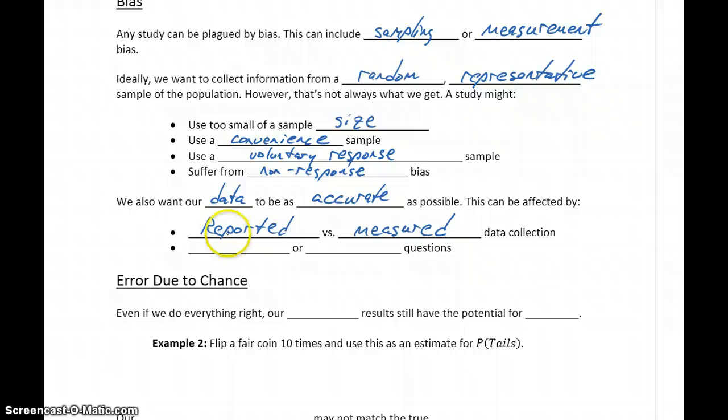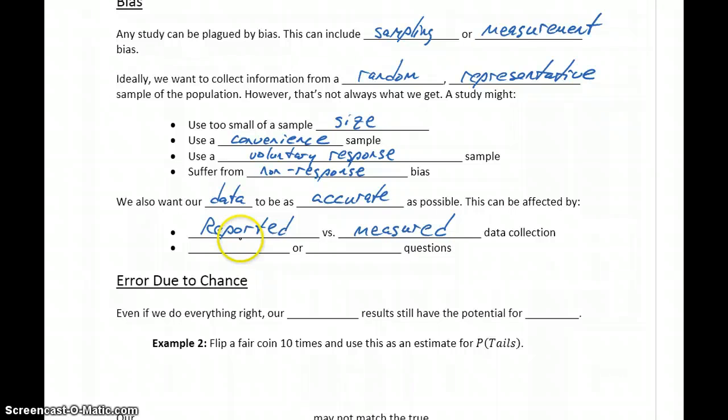So instead of collecting reported data by going up and asking people answers, we instead want measured data. So if you want information on how much people weigh, you'd actually want to bring them in, weigh them, and get that accurate measurement. Or if you want to collect data on how much people make, you would want to look at their pay stubs or tax returns. So something that kind of verifies that the information you're collecting is accurate versus what a person might remember or might be willing to tell you.